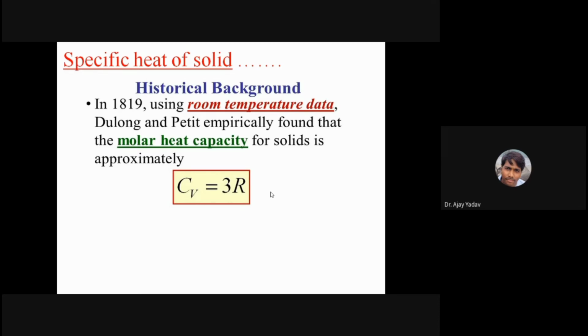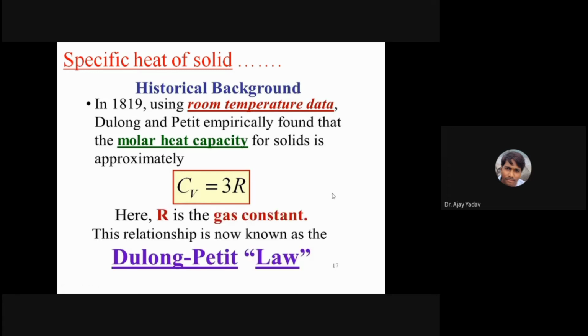Okay, so with whatever material they carried out the experiment, the data whatever was available. So few samples they had done, and there were lots of data available, somebody else's work. So they came out with the conclusion that CV equals 3 into R. That was their observation, where R is the gas constant. Now this formula is called the Dulong-Petit law. CV equals 3 into R. This formula is called the Dulong-Petit law.